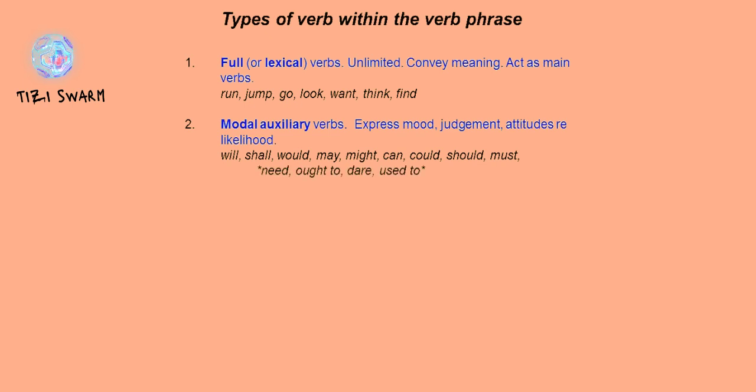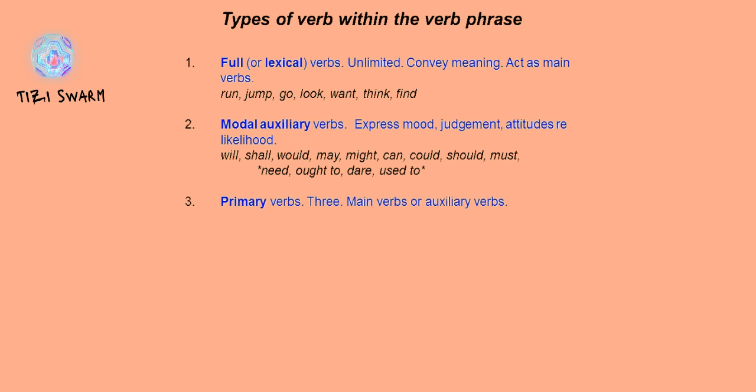There are 4 other semi-modal verbs: need, ought to, dare and used to, and depending on how they're used in the sentence, sometimes they act as modal auxiliaries, sometimes they act as main verbs.